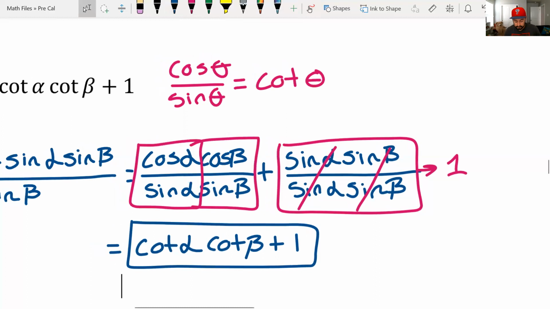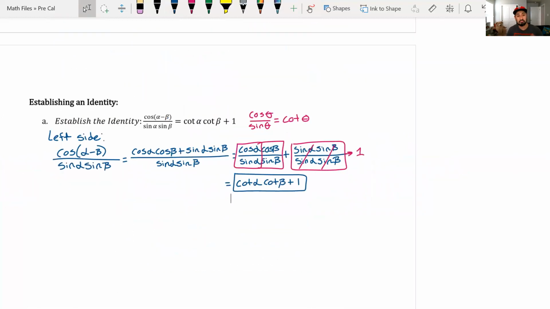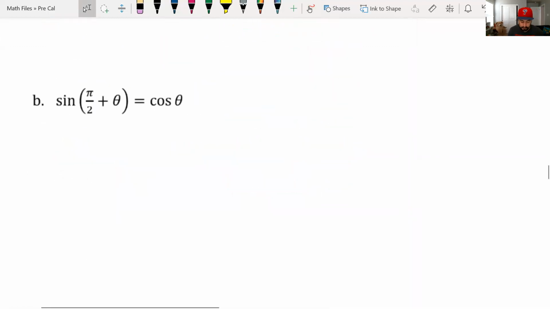Now, did we make the left side look like the right side? And that is good. Okay, perfect. Do it again.